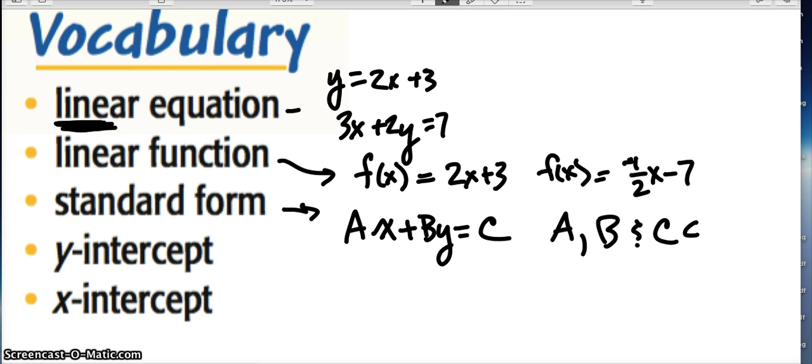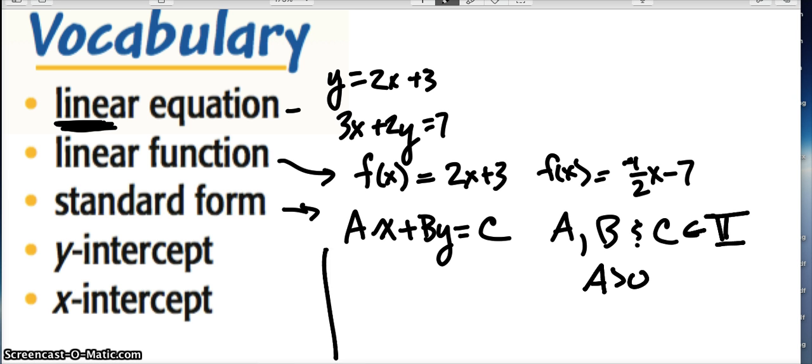All right, so they all have to be integers, and specifically a has to be positive. A has to be greater than 0. So that's standard form. So once the coefficient of x is positive, and all of these guys are whole numbers, you have it in standard form if it's in this way.